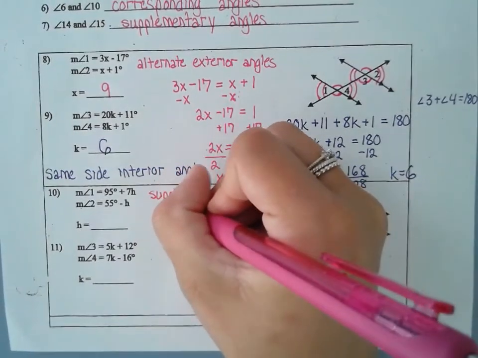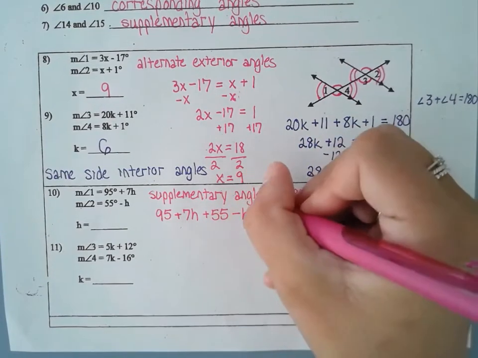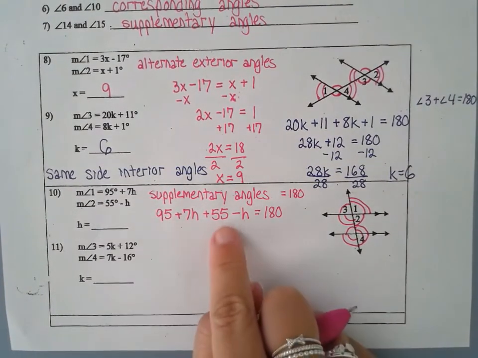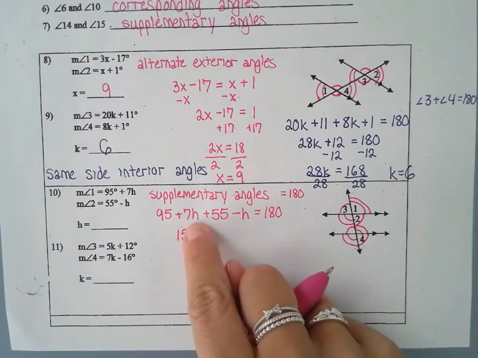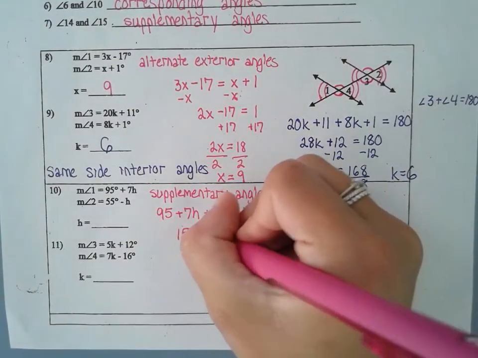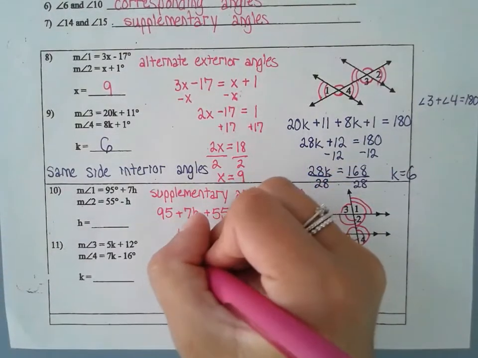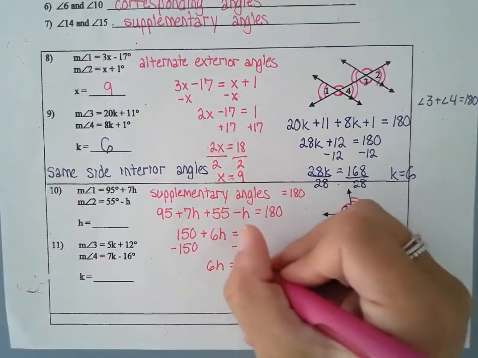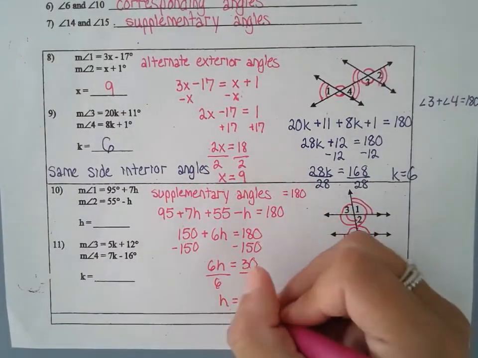95 plus 7h plus 55 minus h equals 180. From there, I'm going to combine my like terms on this side of the equals mark. 95 plus 55 is 150, plus 7h minus h is 6h. And that all equals 180. I'm going to subtract 150 from each side, which leaves me with 6h equals 30. And I divide each side by 6 to give me h equals 5.